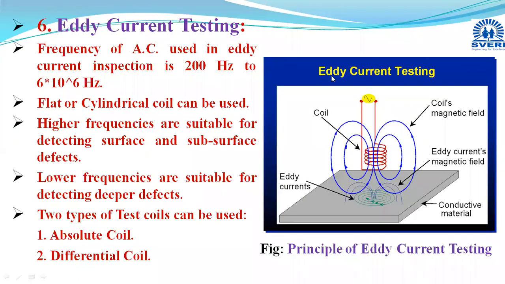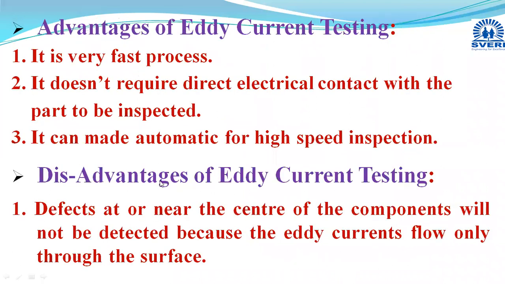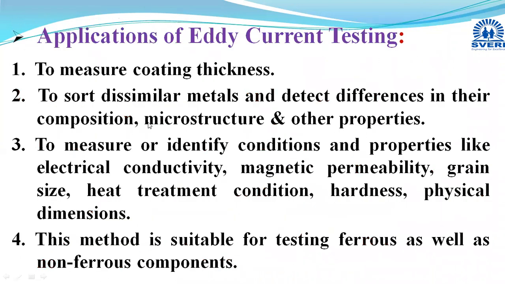And then eddy current testing, the principle of eddy current testing, then how we use the absolute coil and differential coils, what is the effect of alternating current on the detection of cracks, and what are the factors affecting the magnitude of eddy current, that we have discussed, and the advantages, disadvantages, and applications of eddy current testing we have discussed. So in this way, this is completed.